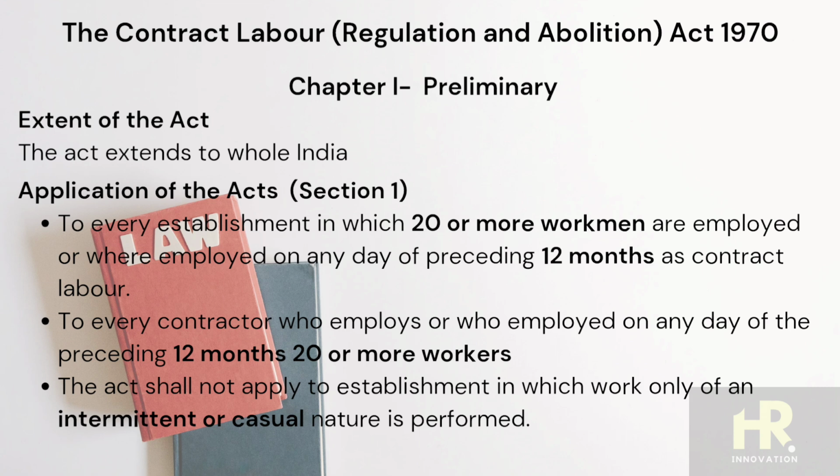It applies to every establishment where 20 or more contract workers are or were employed on any day in the preceding 12 months. It also applies to every contractor who employs 20 or more workers now or at any time in the past 12 months. However, there's an exception. The Act does not apply to establishments where the work is of a purely casual or intermittent nature. That means if the work isn't regular or is done only occasionally, the law doesn't kick in. So remember: applies across India. Covers establishments or contractors with 20 or more workers. Not for casual or short-term work.